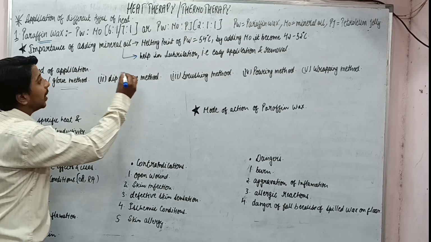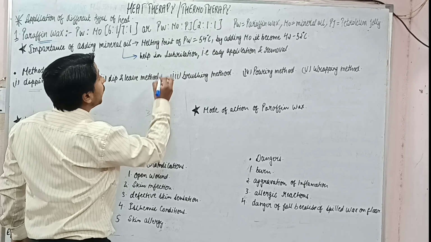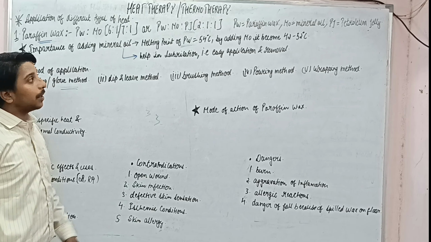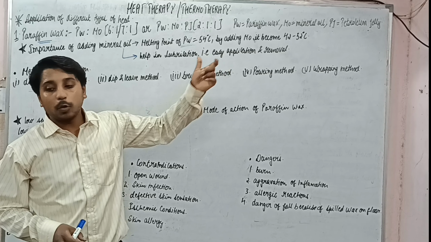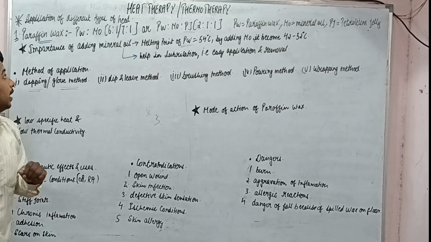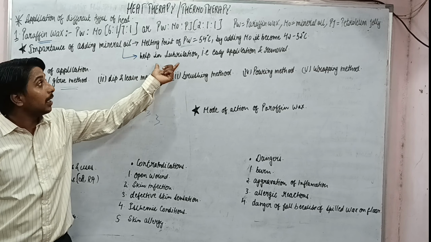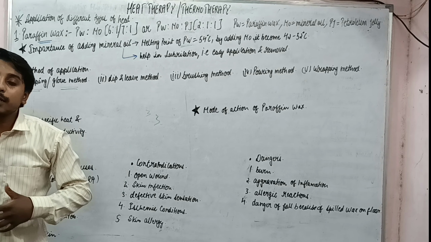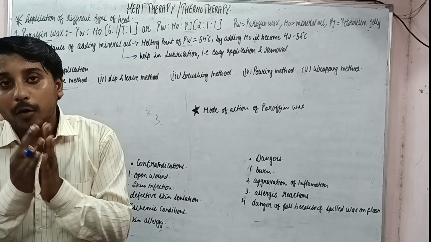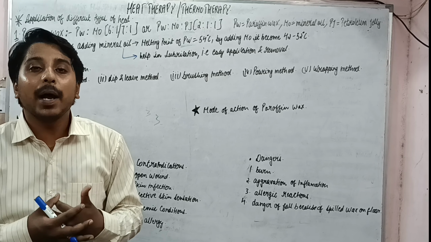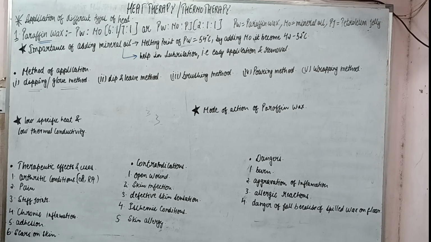So the normal melting point of paraffin wax is around 54 degrees Celsius, but by adding mineral oil, it will become 42 to 52 degrees Celsius. And this is the important thing. Next, it also helps in lubrication. That is, by adding mineral oil, it becomes easy for us to apply and remove. But why? Because it is giving a lubrication effect.